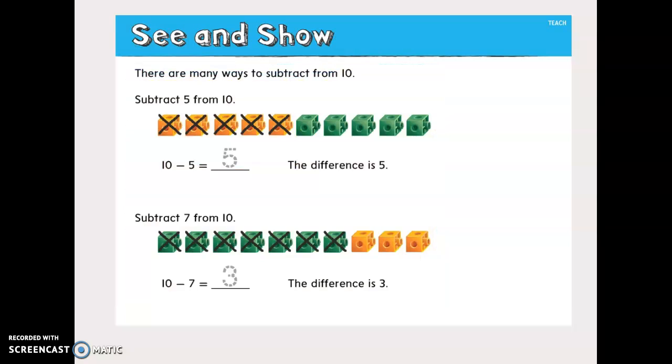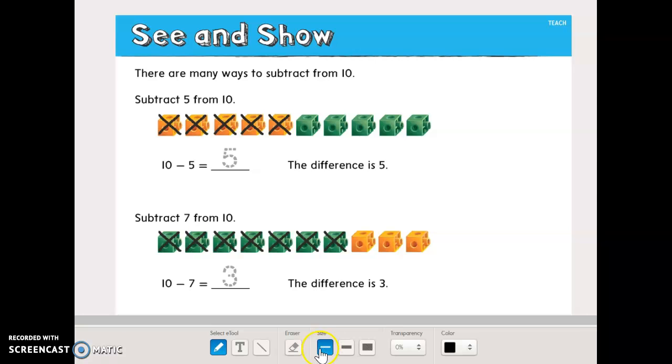Okay, I'm going to read this to you. It says, see and show. There are many ways to subtract from 10. Subtract 5 from 10. 10 take away 5 equals, and they want you to use your writing tool to go ahead and write in that answer as 5. So I'll go ahead and we're going to write 5 right here. 10 take away 5 equals 5.